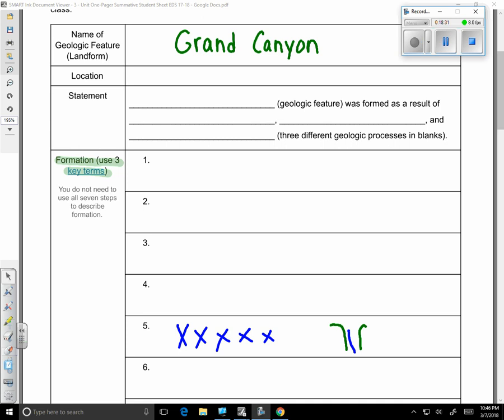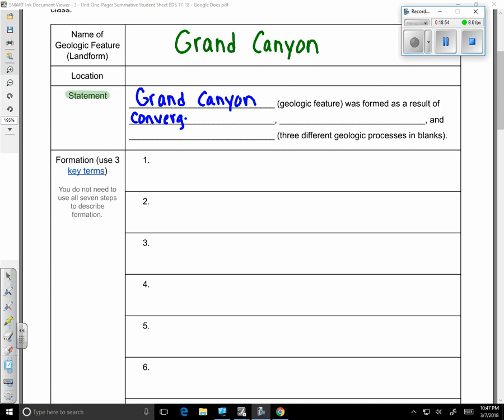So now let's go back to the statement. And the first thing I need you to write here is the Grand Canyon. So the Grand Canyon was formed as a result of convergent boundaries, and then there was weathering, and then there was water erosion.